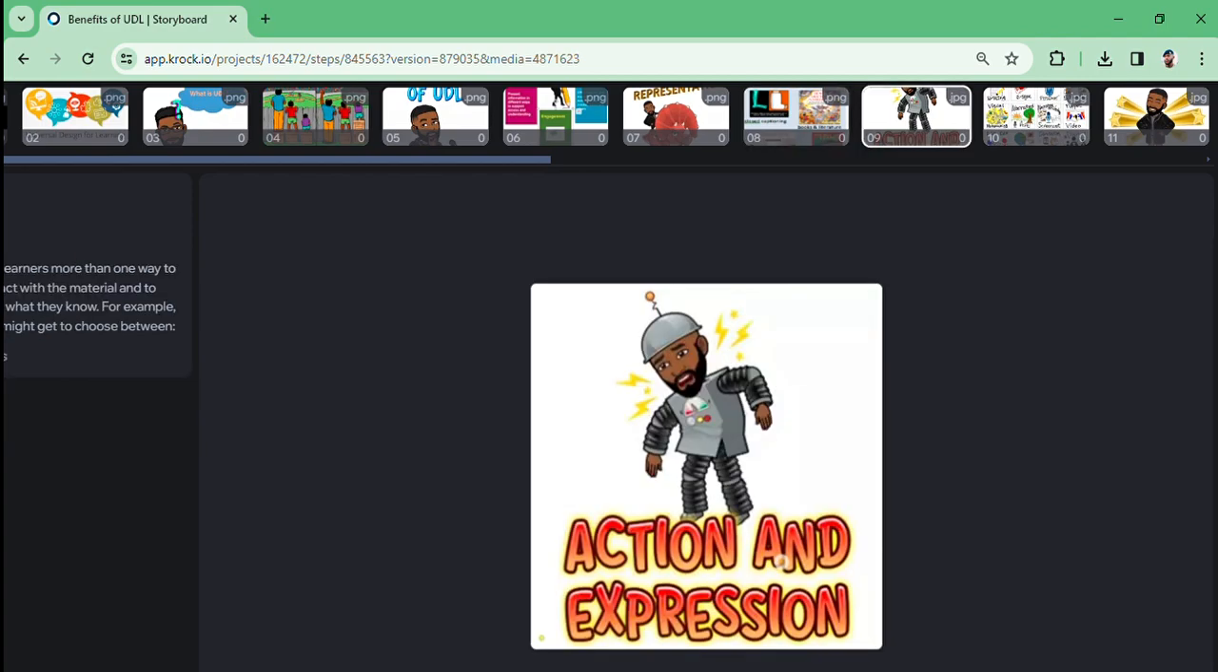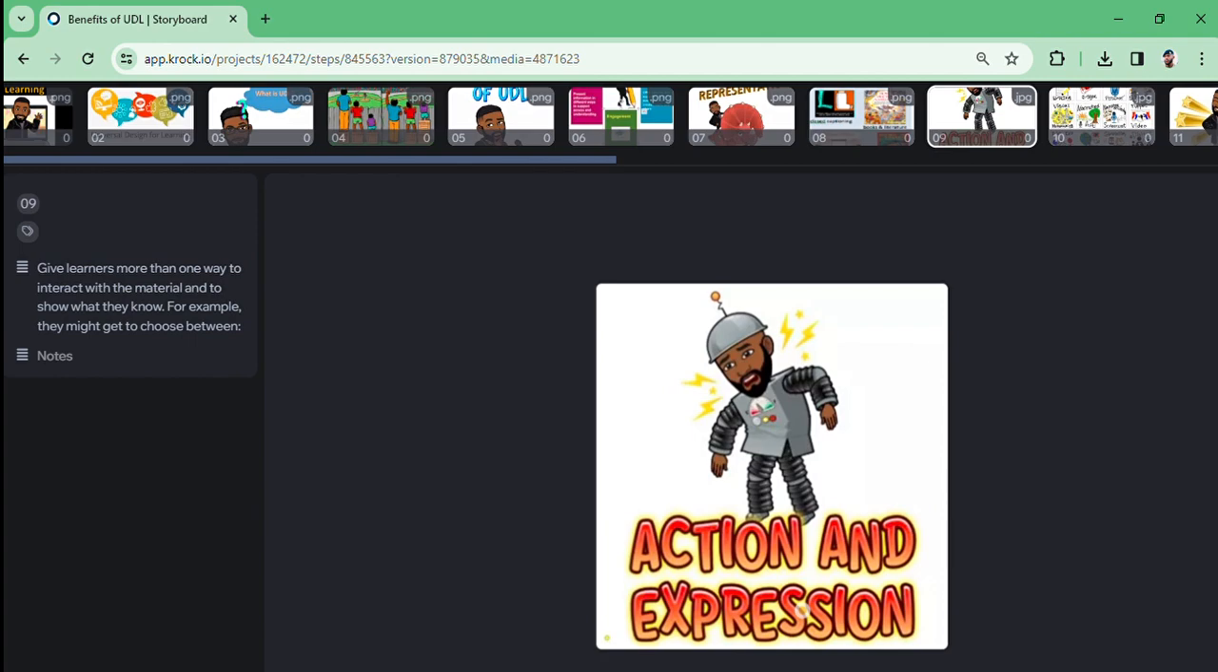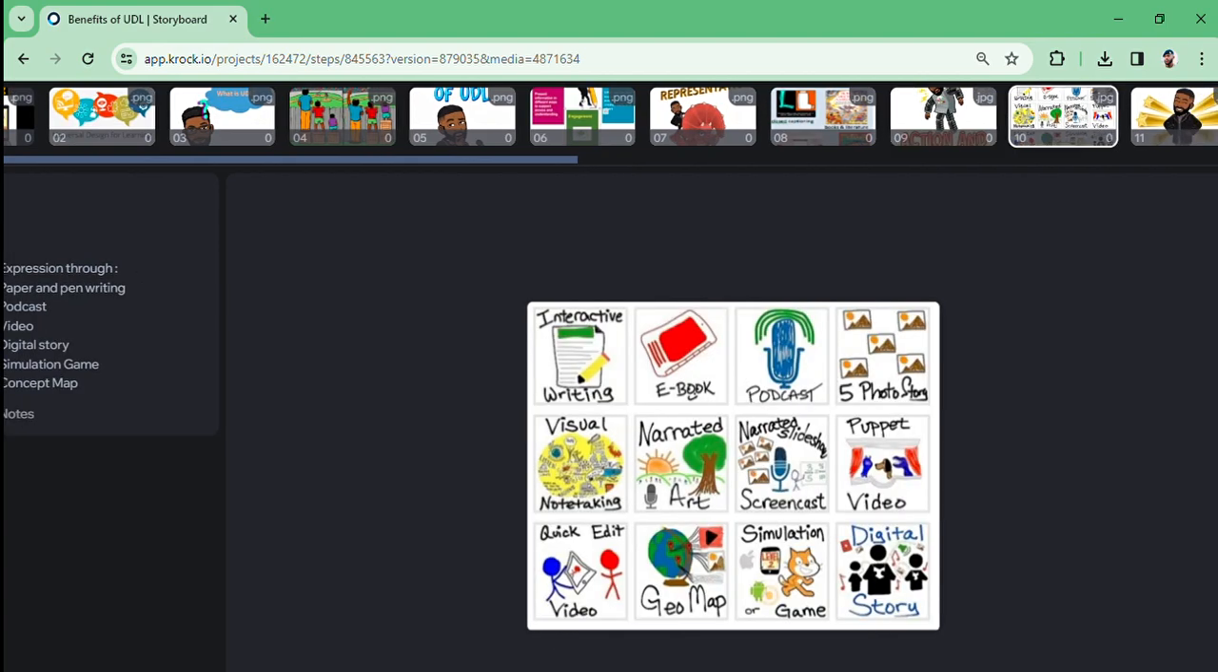All right, action and expression. This is where we give learners more than one way to interact with the materials and to show what they know. All right. So for example, for persons who learn through writing, a good way to assess them or to show what they learned is through interactive writing, an ebook.